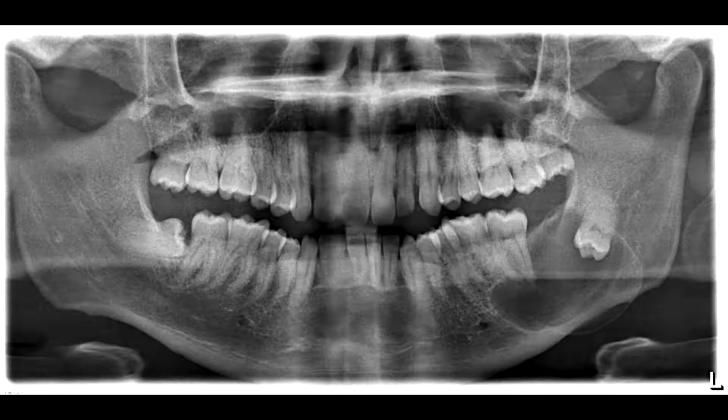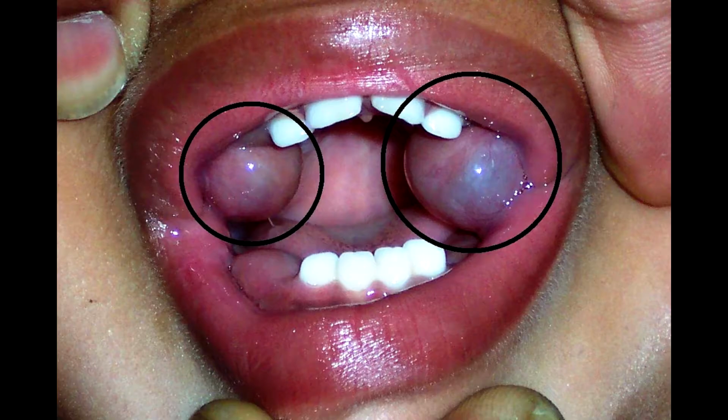Dentigerous cyst. The cause is developmental and it appears in young adults. The location is around the crown of an unerupted, impacted, or developing tooth, and clinically, if it's larger, it can displace teeth. Radiographically, it is a well-defined unilocular radiolucency. Microscopically, the cyst is lined by cuboidal to squamous epithelium. The treatment is removing the cyst and associated tooth, and it can be diagnosed radiographically and microscopically.